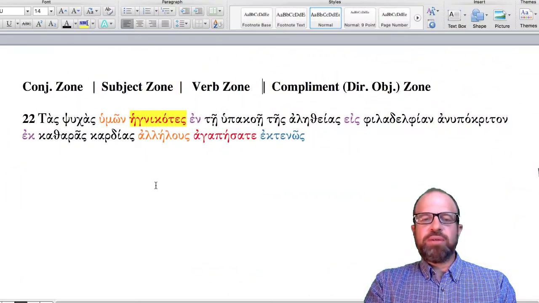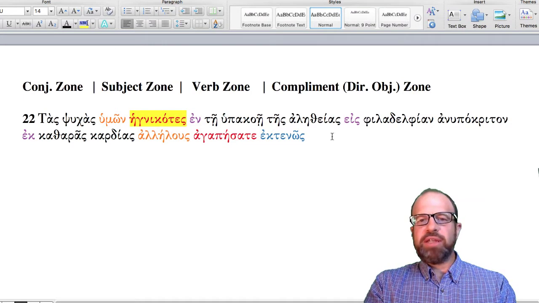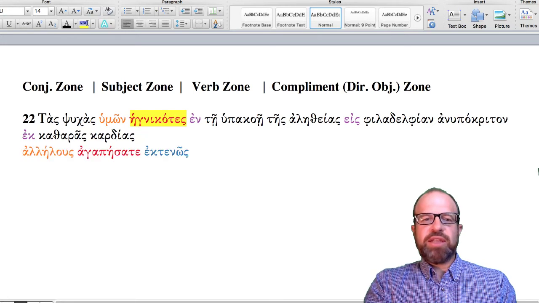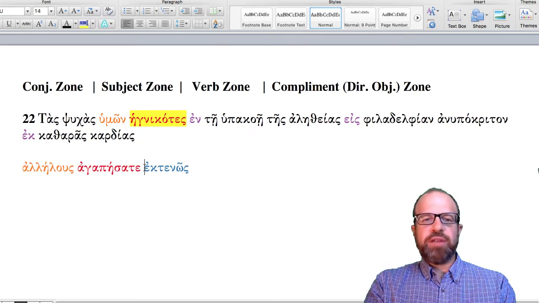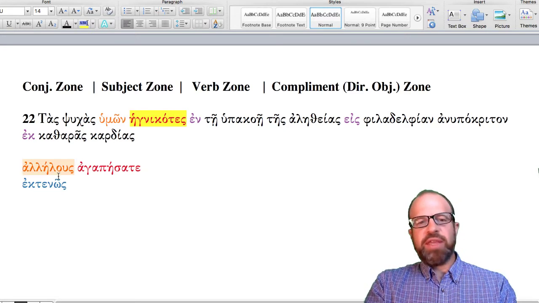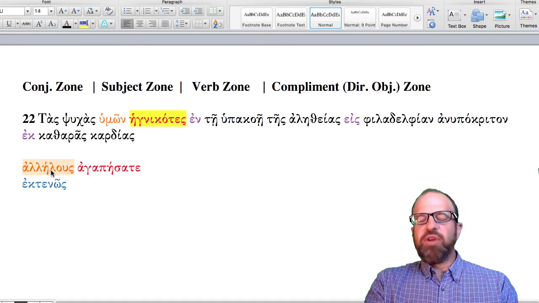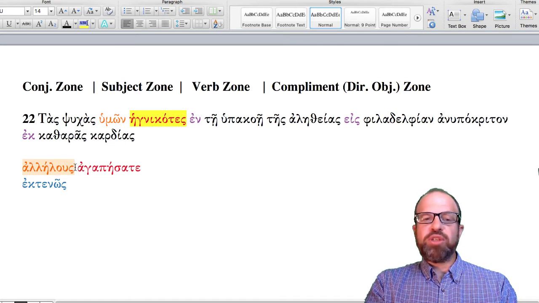So in my Word document, I've already copied and pasted in my Greek text. What I'm going to do is isolate the main sentence, and there it is. Love one another. Now what's significant about this is that it involves a reciprocal pronoun, which is fronted, probably for a little bit more stress.